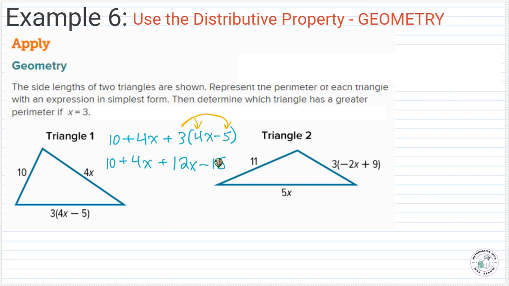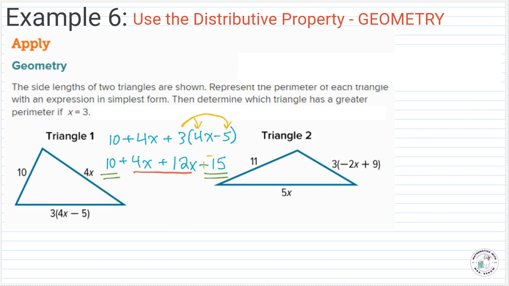So this is now where, again, that last video's concept of combining like terms is going to come into play, because we do have like terms in this case. I would advise rewriting that subtracting 15 as adding a negative 15. That way we know when we're combining this 10 and this negative 15, that it's a positive plus a negative value. We also have our 4x and 12x. Those two are like terms, so those are going to be combined as well.